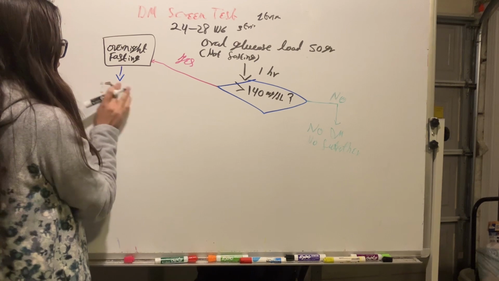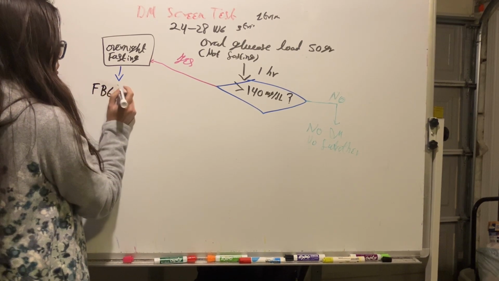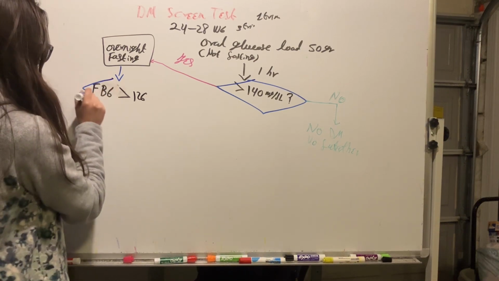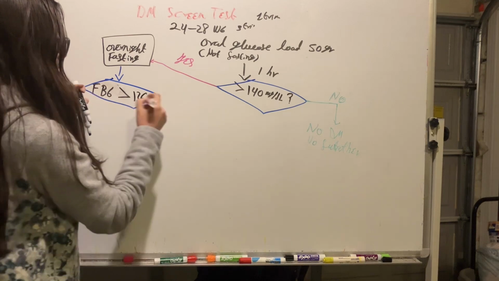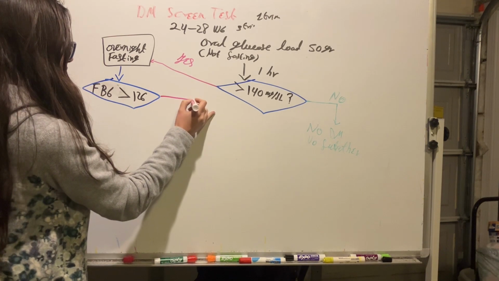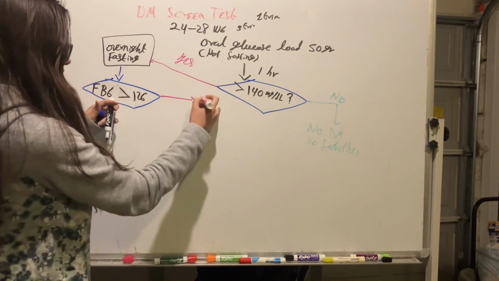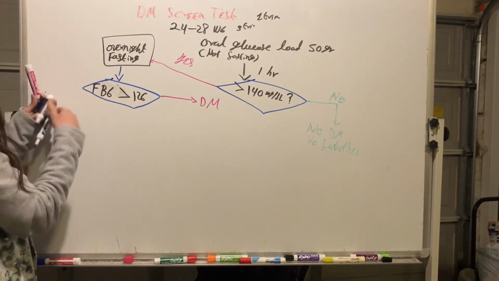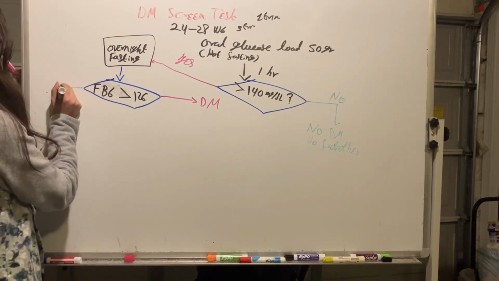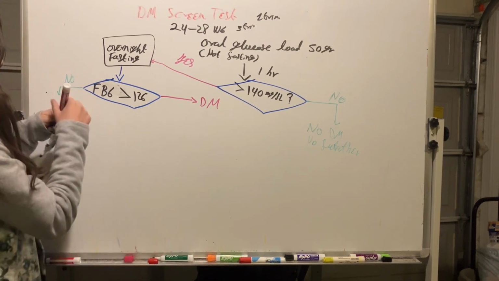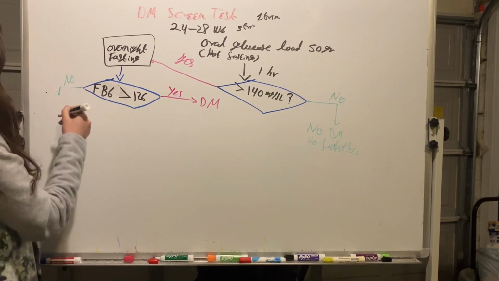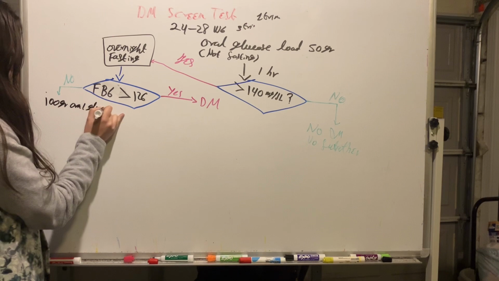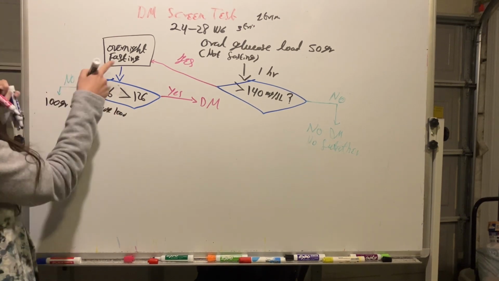If the fasting blood glucose is greater than 126, then this is diagnostic for diabetes mellitus. But if fasting blood glucose is less than 126, then we go to the 100 gram oral glucose load after being fasting for 1 night.